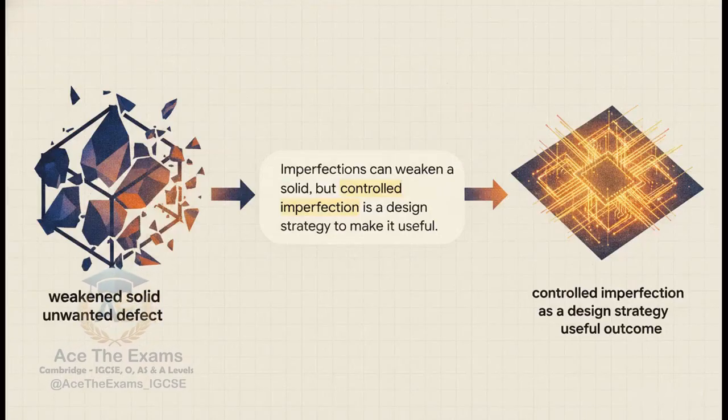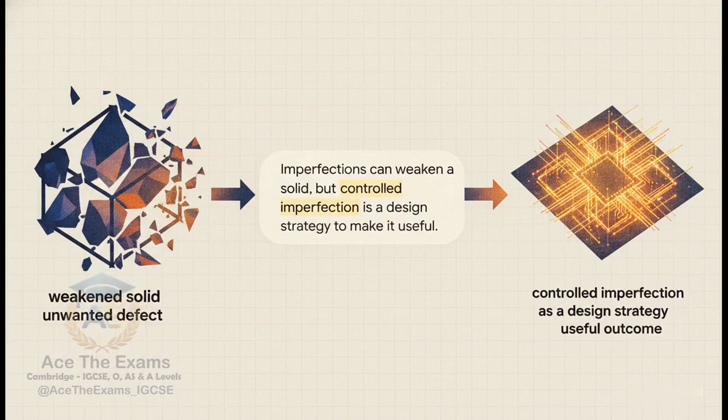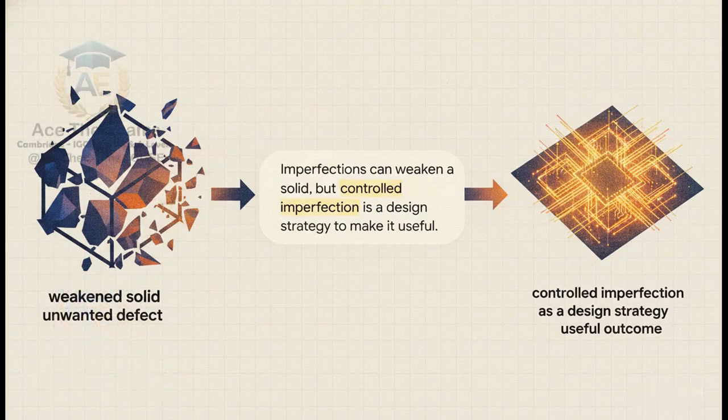Here is the crucial point. This chapter is incredibly powerful when you learn it through reversal. Imperfection isn't always an accident. While, yes, an unwanted defect can definitely weaken a solid and reduce its performance, controlled imperfection is actually a deliberate design strategy. It's a highly controlled tool used constantly in modern physics to create specific, desired behaviors in materials. When you shift your mindset from thinking defect equals bad to defect equals highly controlled tool, you unlock the real conceptual target of this syllabus.